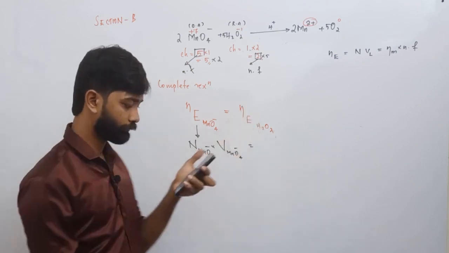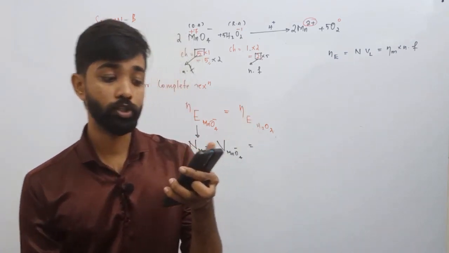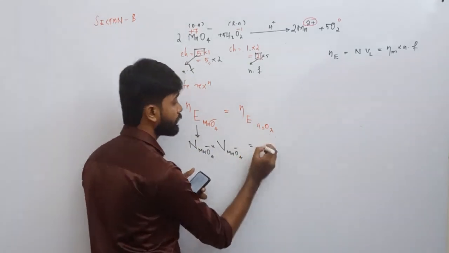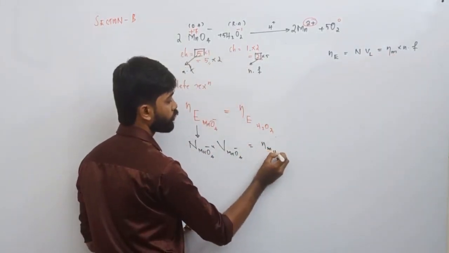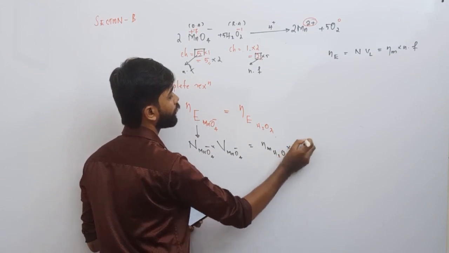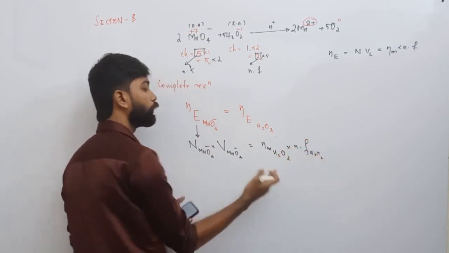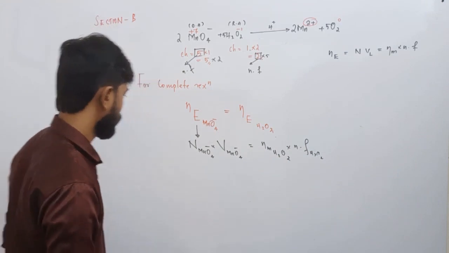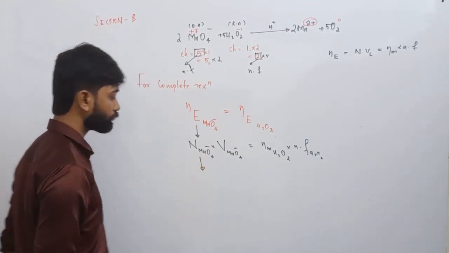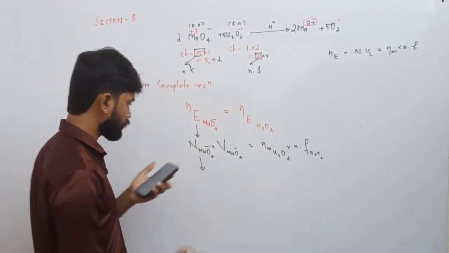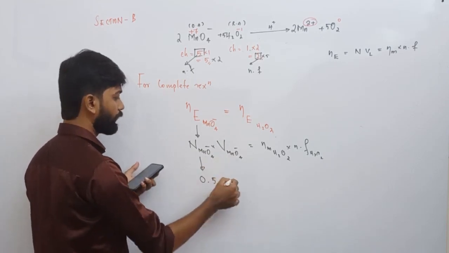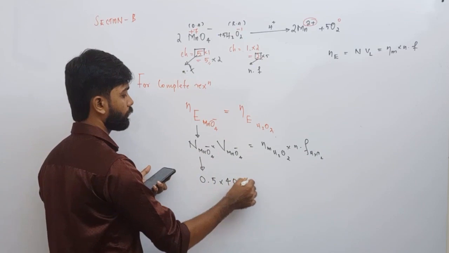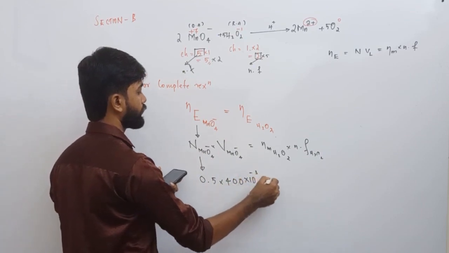What do you ask? The number of moles of H2O2. So this can be written like this: number of mole of H2O2 into N factor of H2O2. Then you can easily find the number of mole of H2O2. So what about the normality? Normality is 0.5. What about the volume? The volume should be in liter, but it is given in milliliter in the question. 400 milliliter means 400 into 10 raised to minus 3.